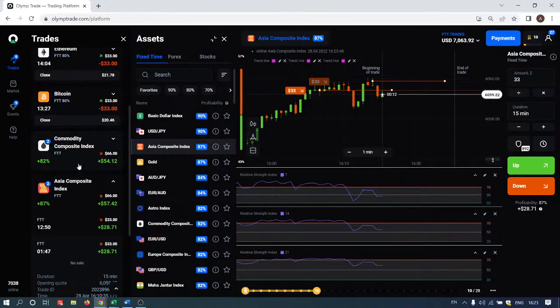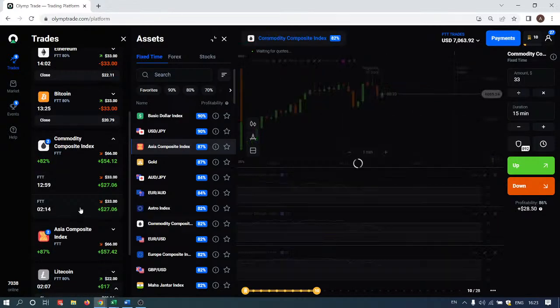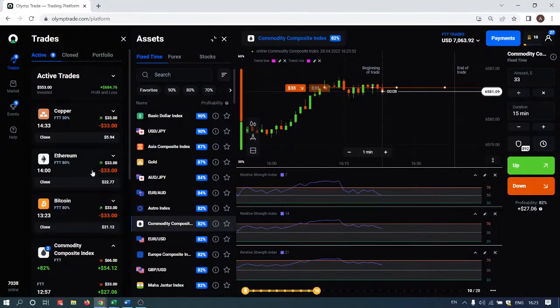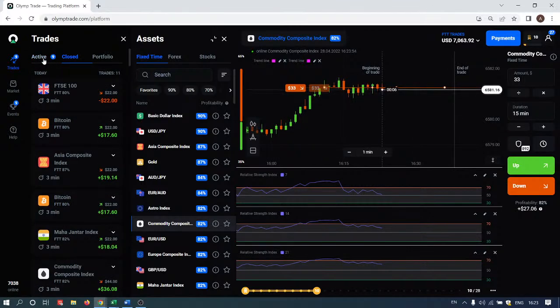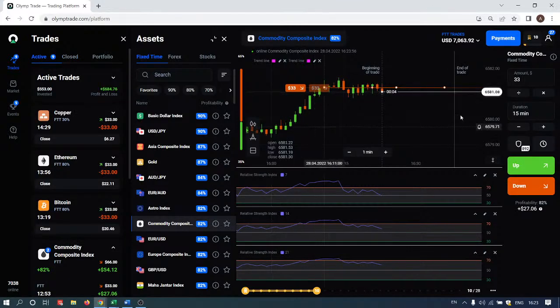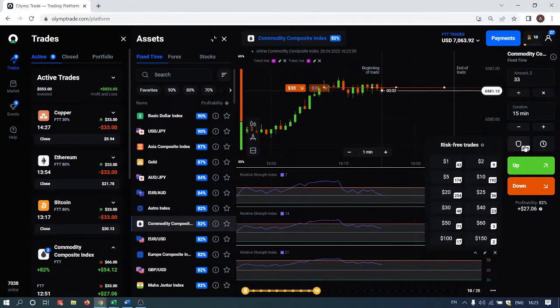Asia Composite Index. This one. Okay, and now I will. Okay, guys. What I want to demonstrate to you is.